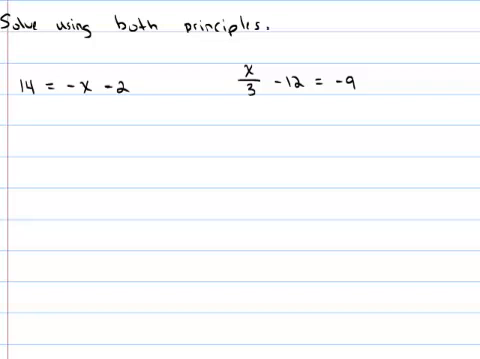So I'm using both principles again. Here we have 14 equals negative x minus 2. I want to get x by itself. I want to figure out what it is. So let's get rid of this first. If I'm subtracting 2, the opposite would be to add 2.